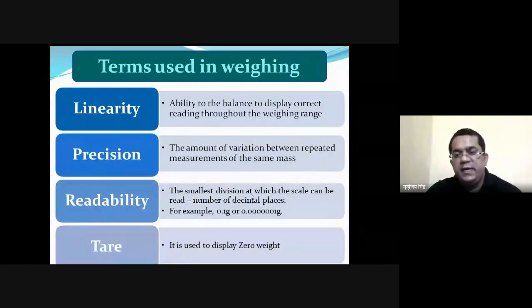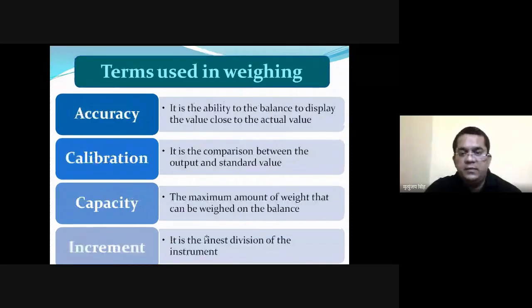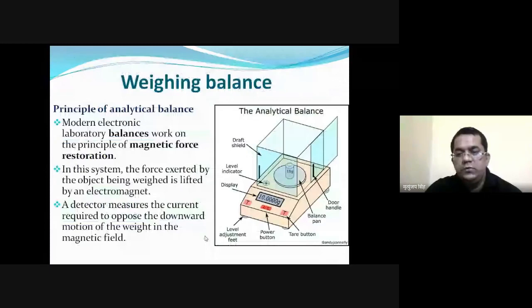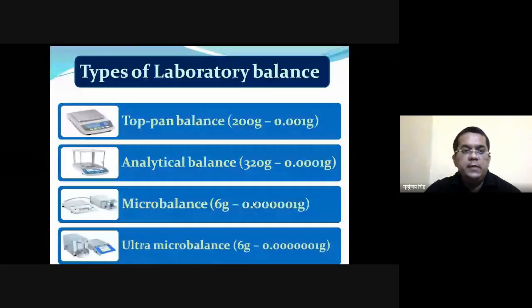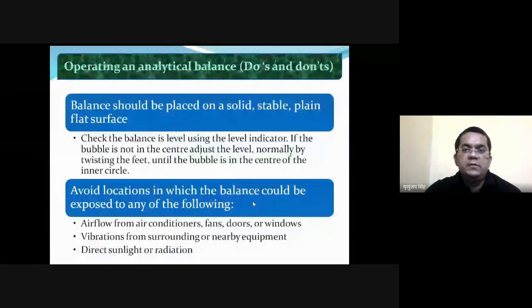Readability is the smallest division at which the scale can be read, the number of decimal points. Like in an ultra micro balance, you can measure precisely to the 7th position of decimal. Tare: the tare button is there in analytical balances, which is used to display zero values for reading. Operating an analytical balance, do's and don'ts.